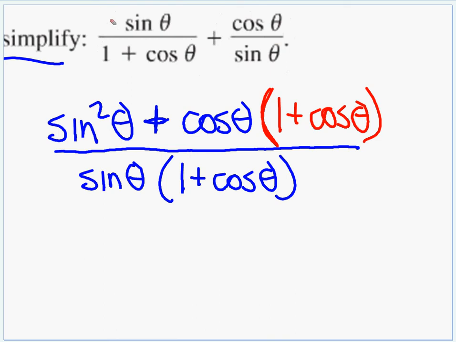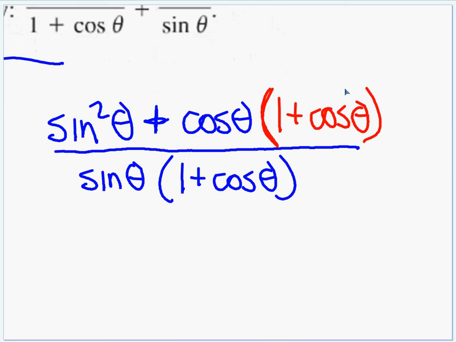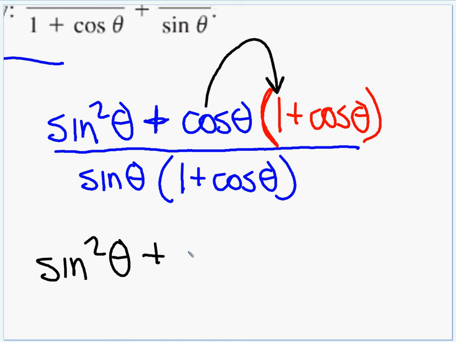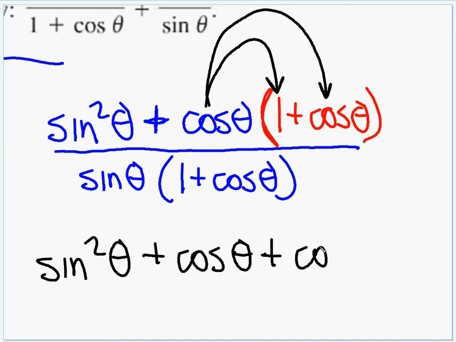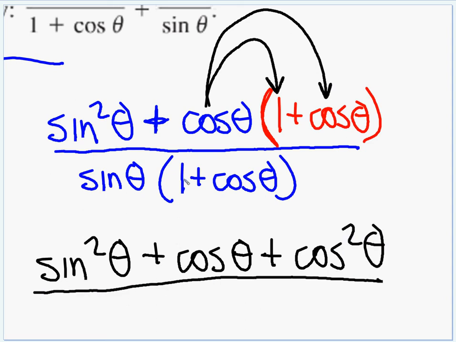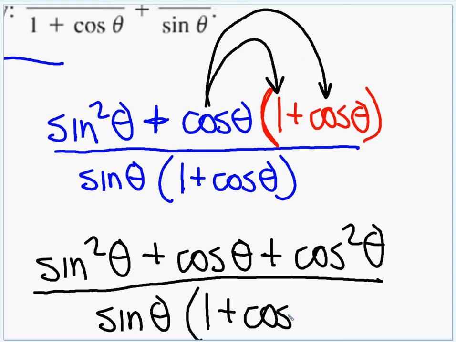Now it's just a little more algebra and some more simplifying. I guess I can just work down here below. This first term, sine squared, and that numerator is going to stay the same, sine squared, plus, let's distribute this cos. Cos times 1 is cos, plus cos times cos is cos squared. And again, our denominator, we're not going to distribute down there. We're going to leave that as a sine theta times quantity 1 plus cos theta.